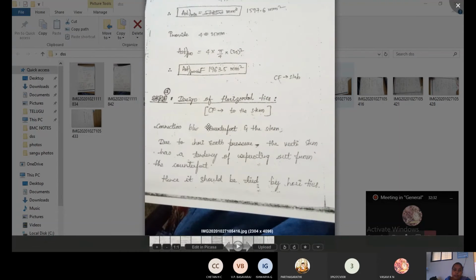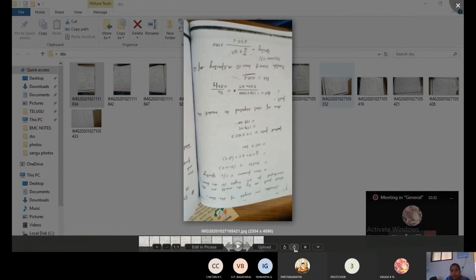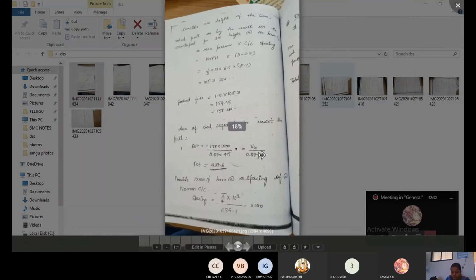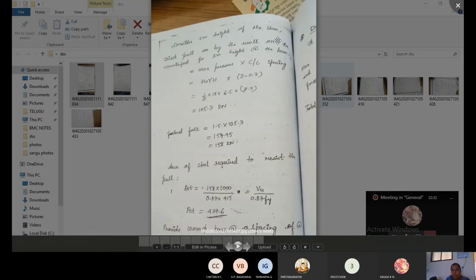Next steps, the stem. Due to the horizontal earth pressure, the vertical stem has a tendency of separating out from the counterfort. Hence, it should be tied by horizontal ties. Now, here what we will do, consider 1 meter height. One second, I'll just rotate it. Here, consider 1 meter height of the stem.